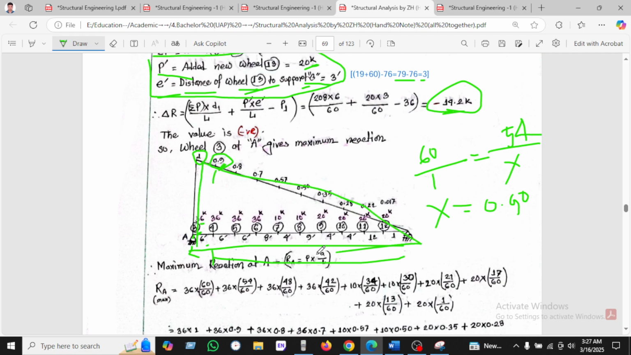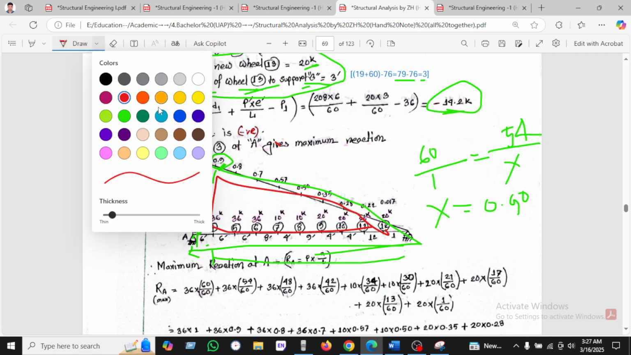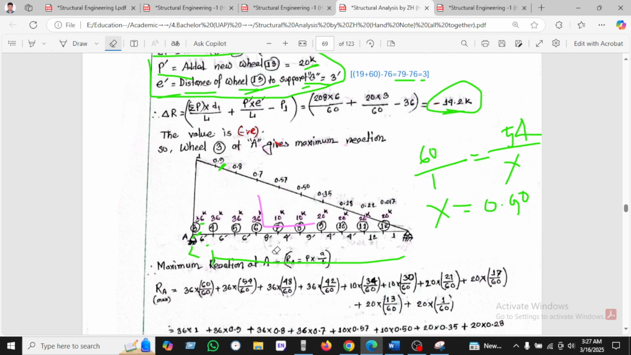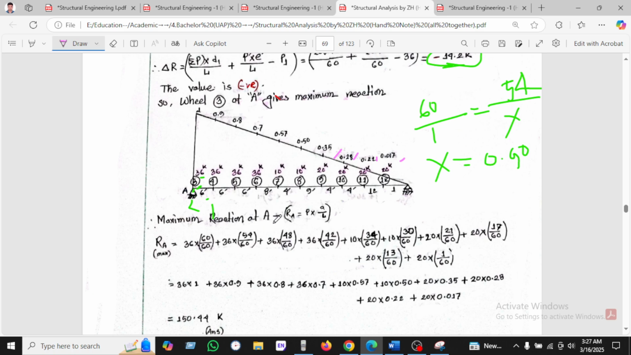This is also a similar triangle. Taking the value of the similar triangle is 0.9. If you take another similar triangle, then it will be 0.8 from 0.7. So in this way we will get all these values: 0.9, 0.7, 0.50, 0.50, 0.30, 0.28, 0.22, and 107. Okay, so the maximum reaction we will calculate at A.